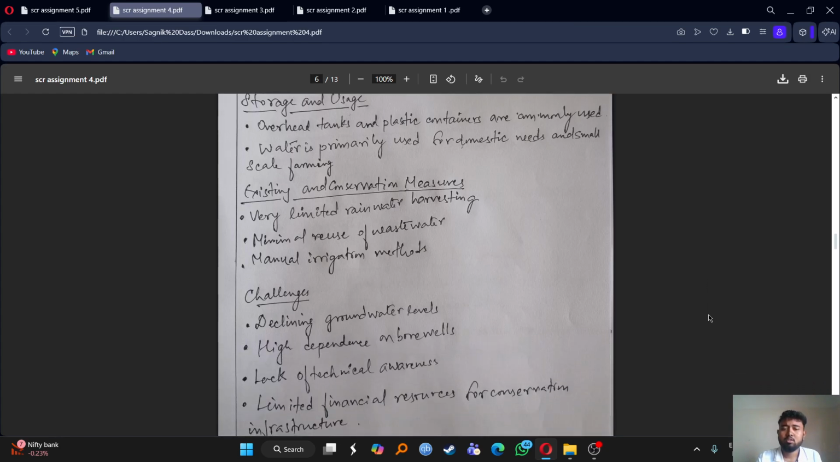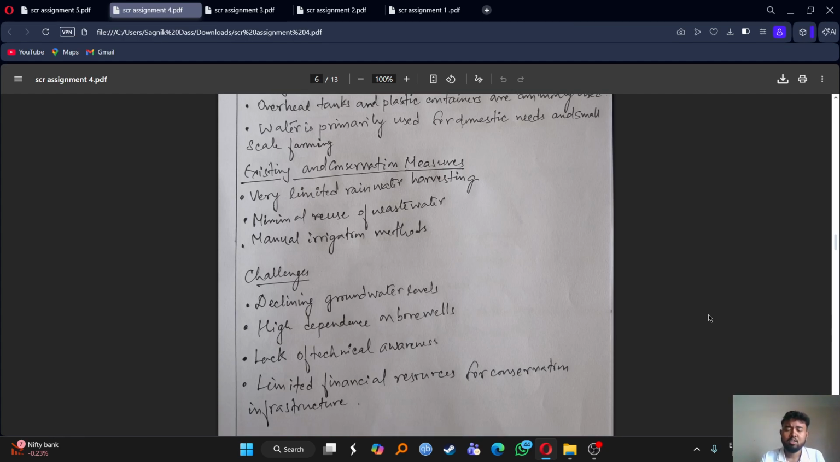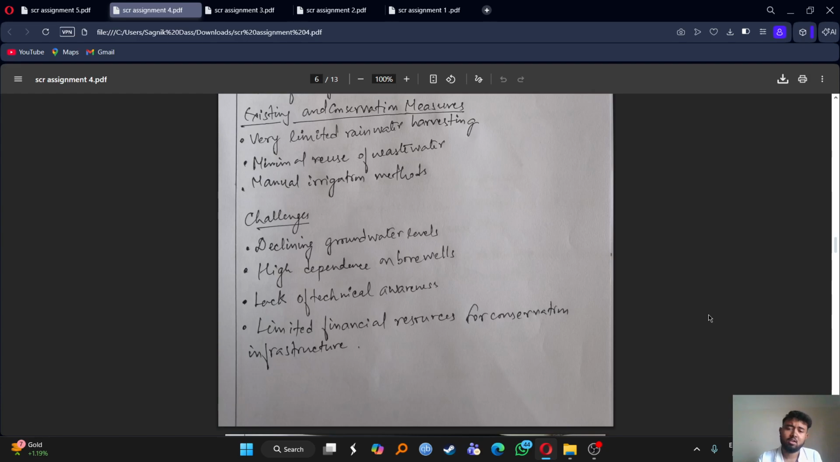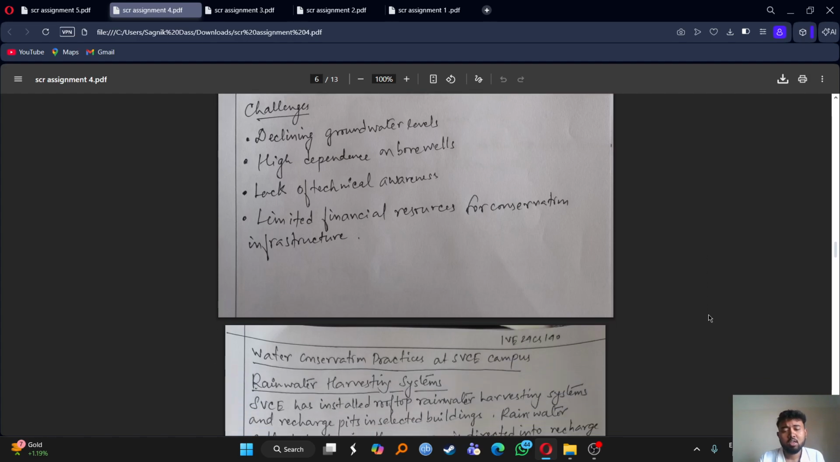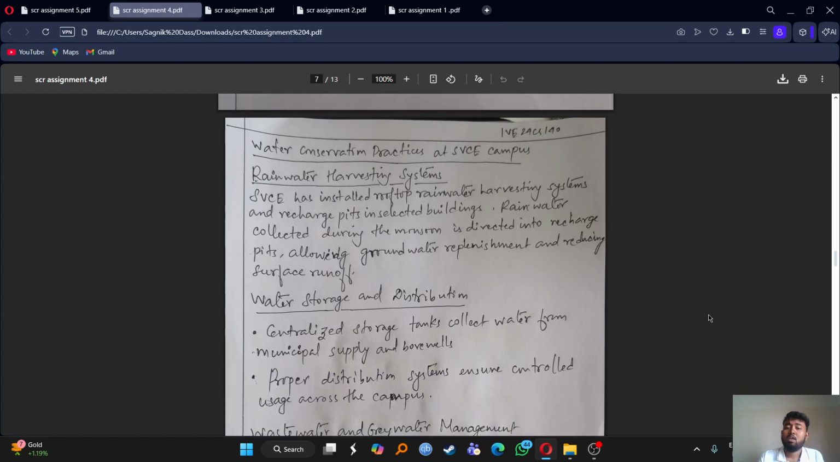Existing conservation measures are very limited. There is minimal use of the water being drained out to the nearby channels, which is not reused on a daily basis. With manual irrigation methods, a huge chunk of water is wasted daily. The challenges include declining water levels, high dependence on borewells, lack of technical awareness, and limited financial resources for conservation and infrastructure.